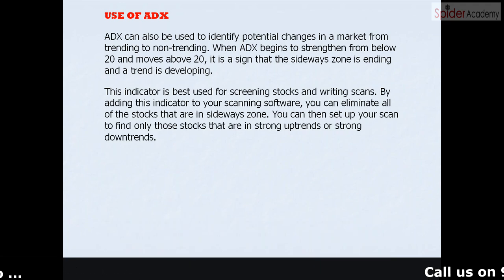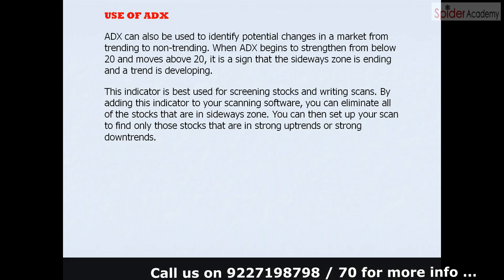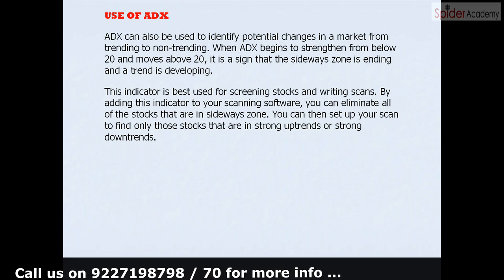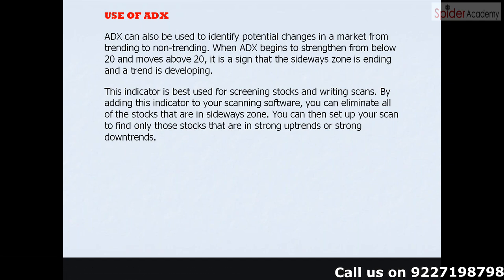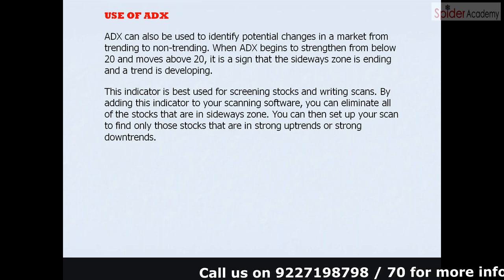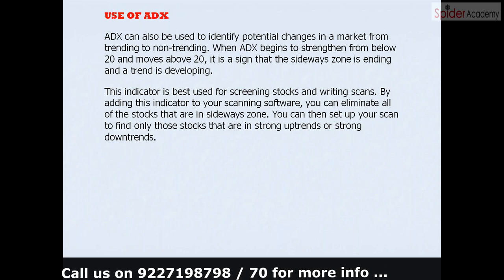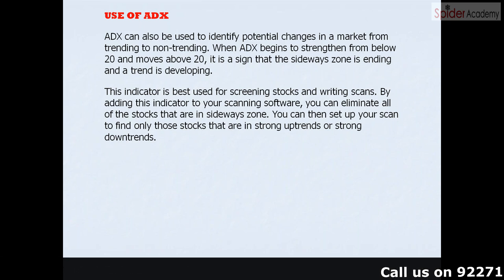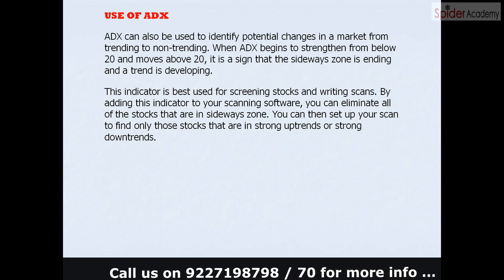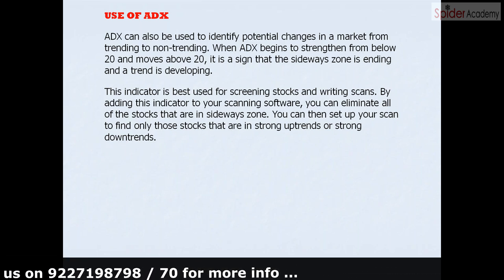This indicator is best used for screening stocks and writing scans. The software Spider and other softwares which are available will allow you to write scans. For example, we will teach you the strategy, and after that you can put it into a scan. It means you will get it ready-made, how many scripts out of 8000 are in a trend right now. By adding this indicator to your scanning software, you can eliminate all of the stocks that are in the sideways zone. You can then set up your scan to find only those stocks that are in a strong uptrend or downtrend.